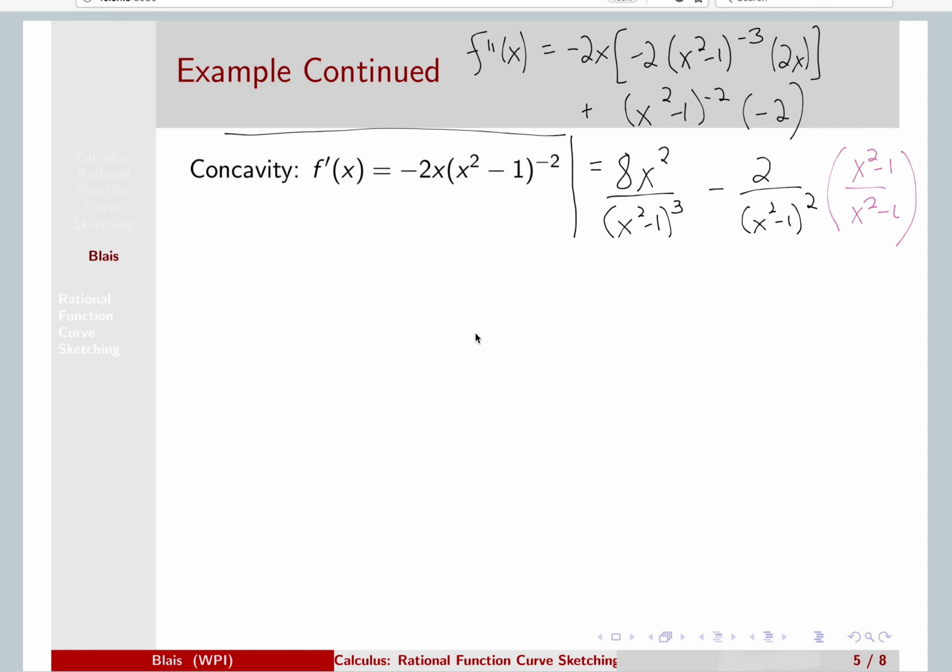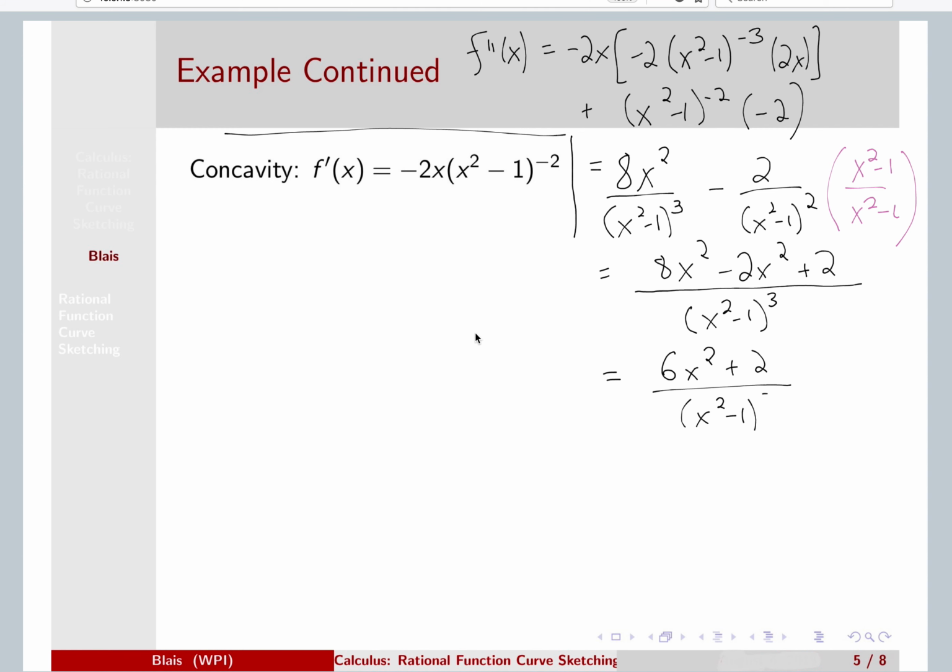So if we do this, we have 8x squared over quantity x squared minus 1 cubed. Here we have a negative 2 times x squared, so minus 2x squared. And then a minus 2 times a minus 1, so plus 2. Which reduces to 6x squared plus 2 over quantity x squared minus 1 cubed. And so there we have our second derivative. And remember, with our second derivative, it's a question of what's the sign of it to determine concavity, and things can change sign if f double prime is 0.